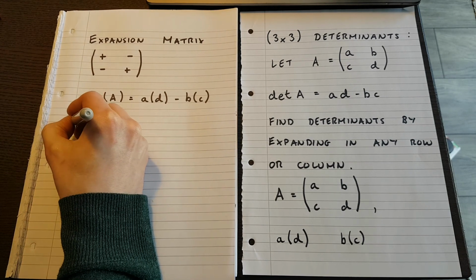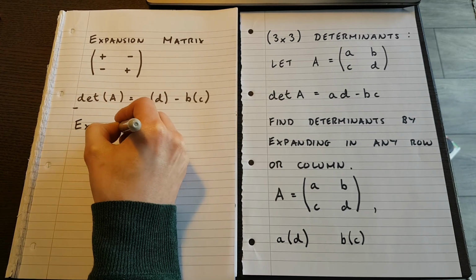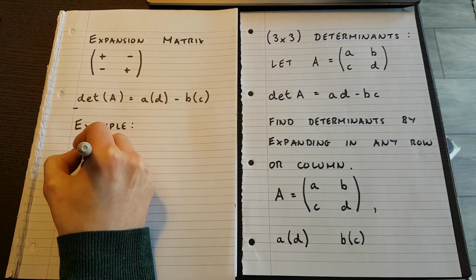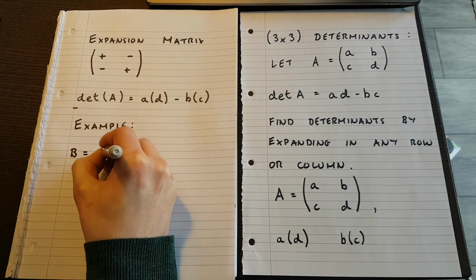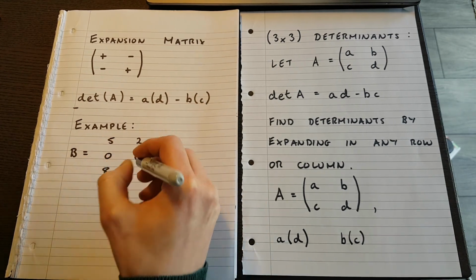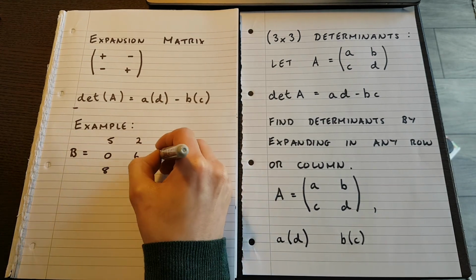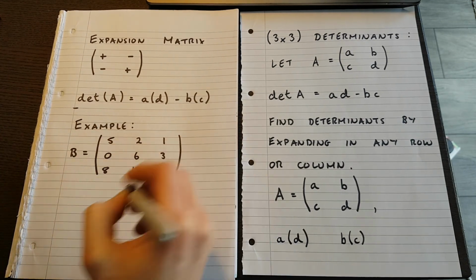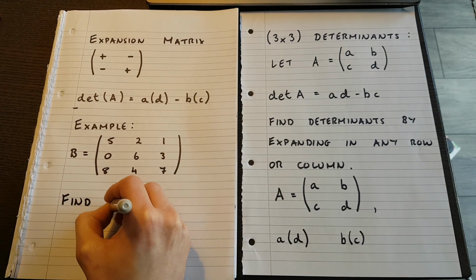I have an example here. I'm going to follow exactly the same procedure. I'm going to have a matrix here, which is a bigger matrix. We're going to call this B. It's 5, 0, 8; 2, 6, 4; and 1, 3, 7. And I want to find the determinant of B.